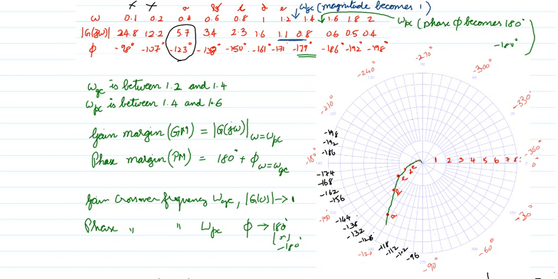Okay. Similarly, plot the point B. What is the point B? B is omega 0.6. The magnitude is 3.4, and the angle is minus 138. Where is 3.4? This circle is 3, this circle is 4, so it is between 3 and 4. So I got the point here. The corresponding angle is minus 138, and 138 is here.